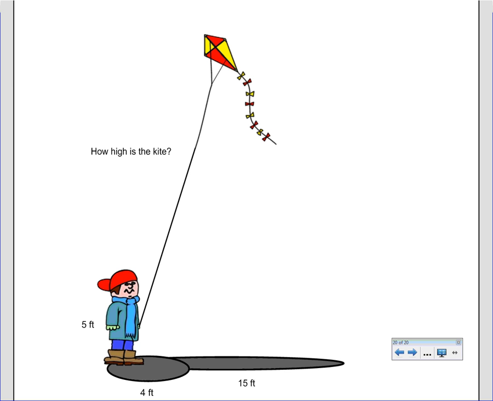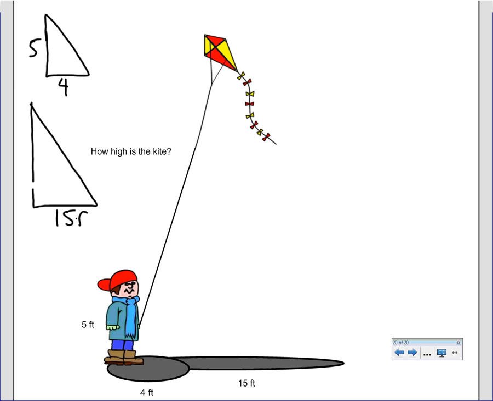Okay, so in this situation, we basically have 2 different triangles. We've got the 5 foot by 4 foot. And we've got the bigger one, 15. Oh, I'm sorry, 15 is on the wrong side there. 15's on the base here. 15 feet by, we don't know. That's what we're trying to find out. So 5 feet by 4 feet, x by 15 feet. Same situation as what we just did.